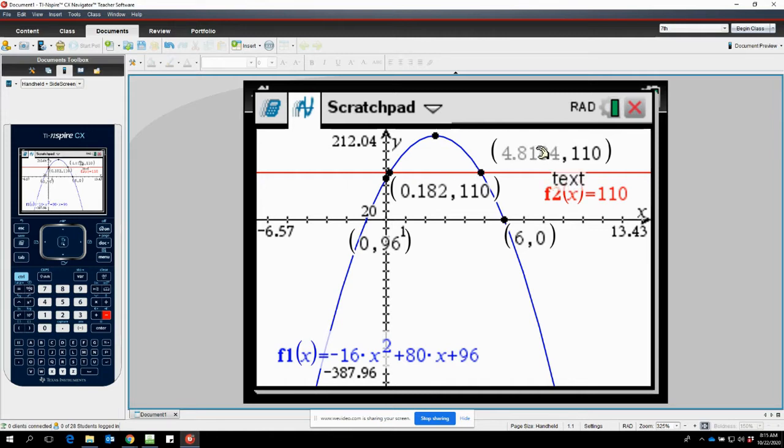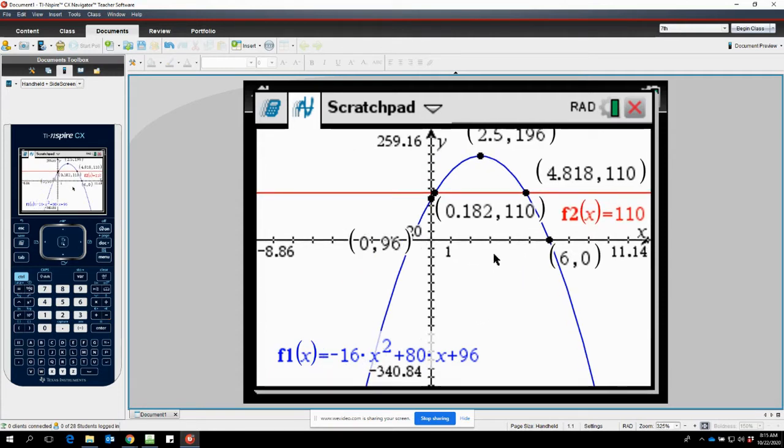And same thing over here. There you go. Okay, so at 0.182 seconds, the ball is at 110 feet. And then also at 4.818 seconds, the ball is at 110 feet. But we want to know when it is going to be less than that. So before the 0.182, the ball is going to be less than 110 feet. And then after the 4.818, the ball is going to be less than 110 feet.